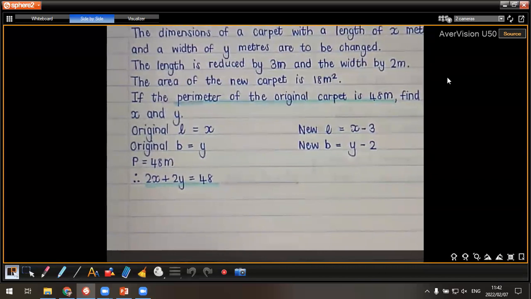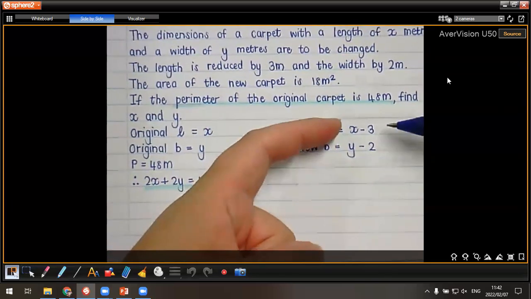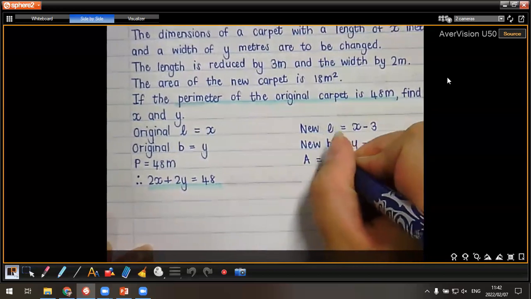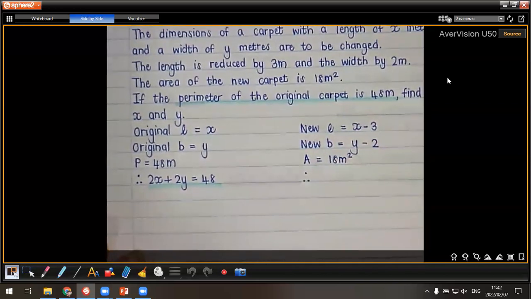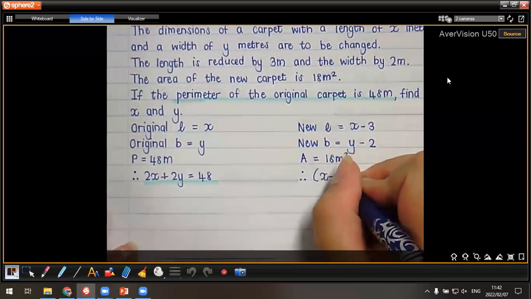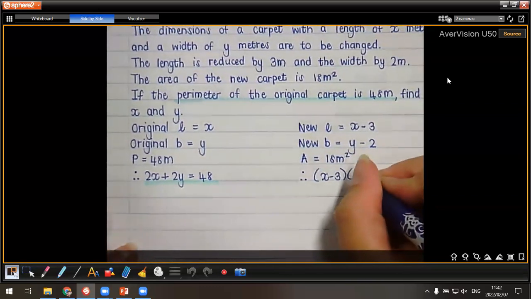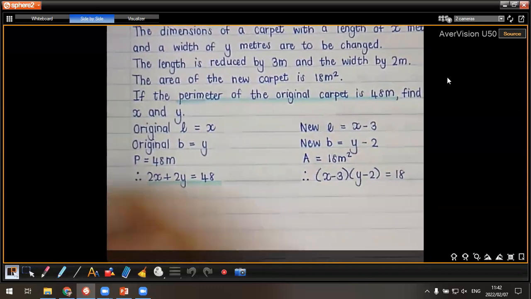How do you get the area of a rectangle? You're saying length times breadth. So this times that. Right? So let me just write here, area is 18 meters squared. Therefore, the new length is x minus 3, and we are multiplying by the new width, the new breadth, y minus 2, and the answer must be 18.